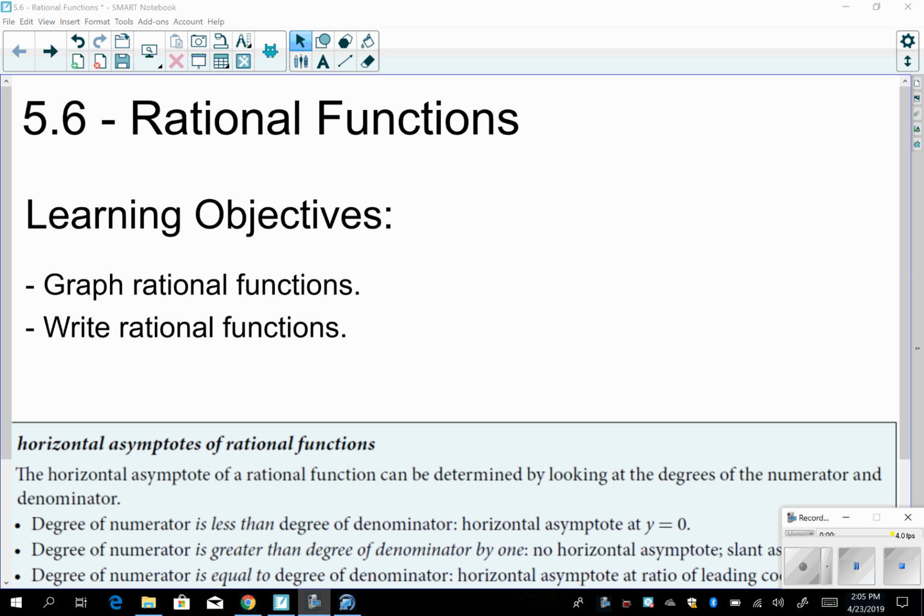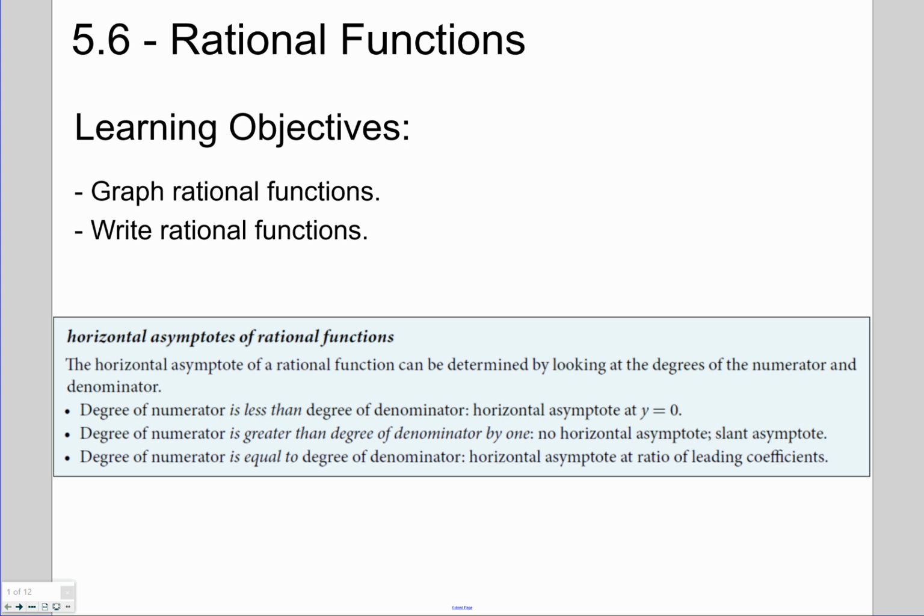And since I just received an email saying that you have to be at school on Friday, no one will be absent, so I'm very excited. All right, so let's get started about rational functions. All right?